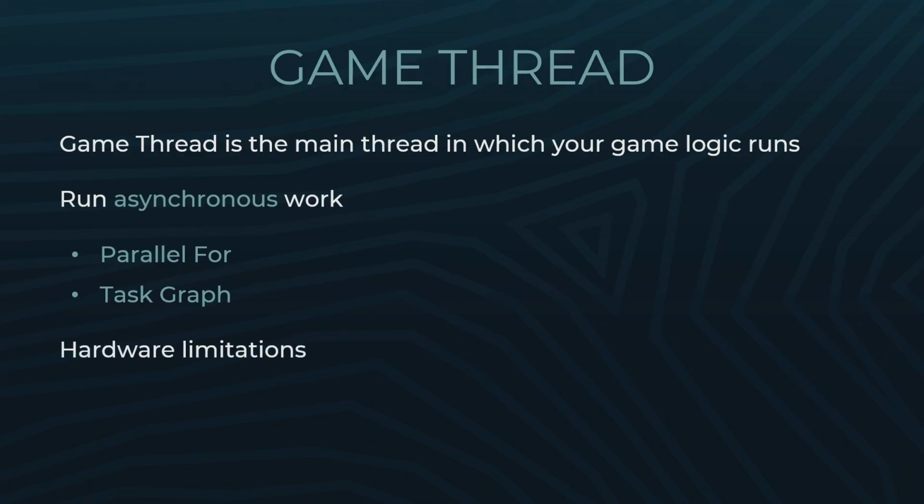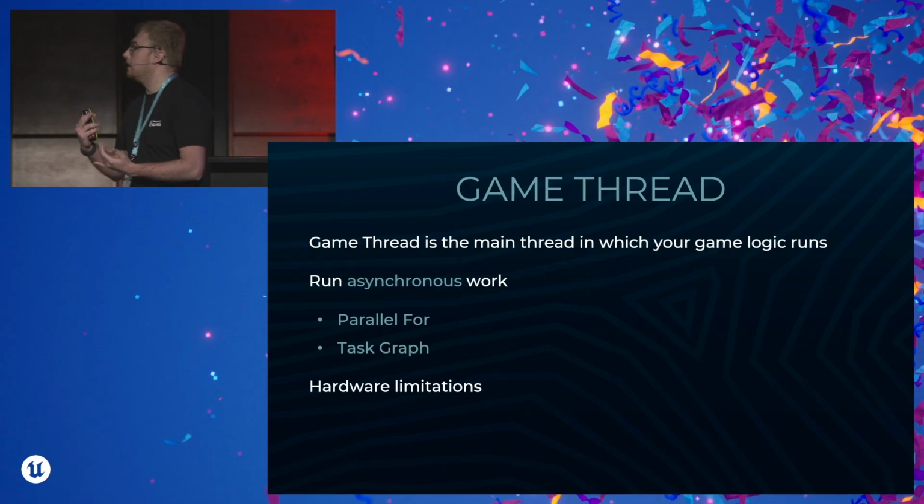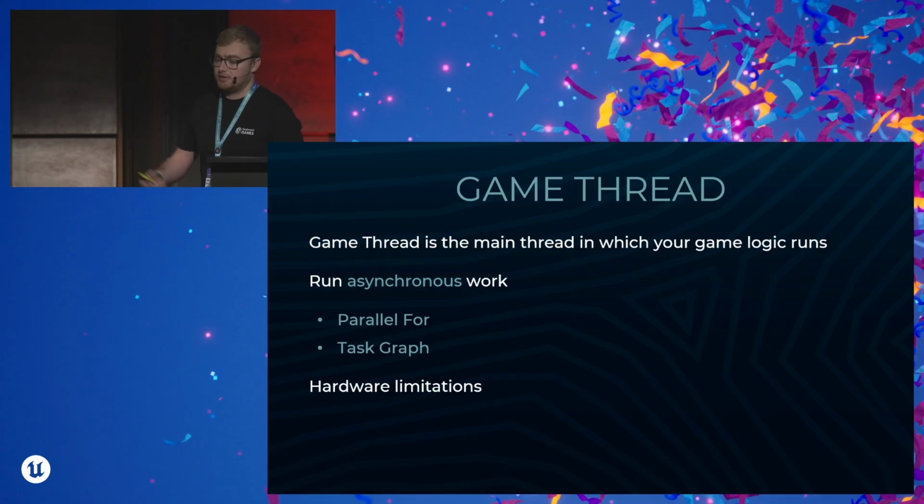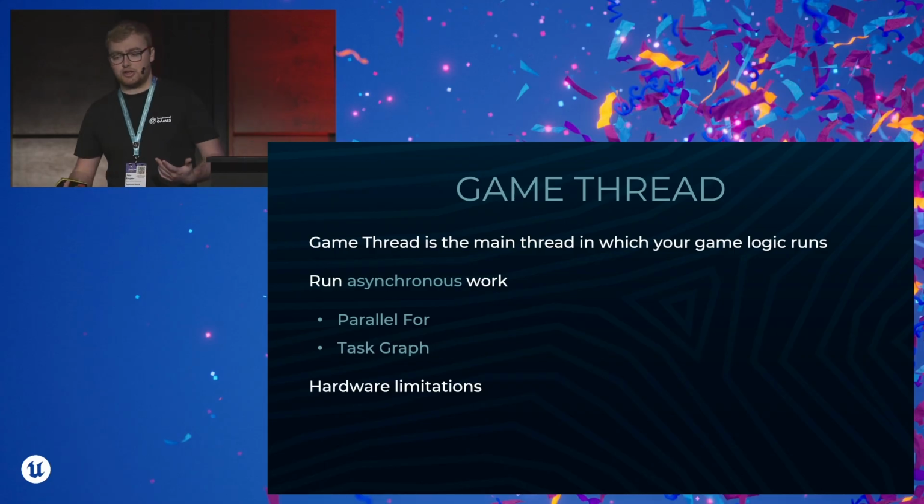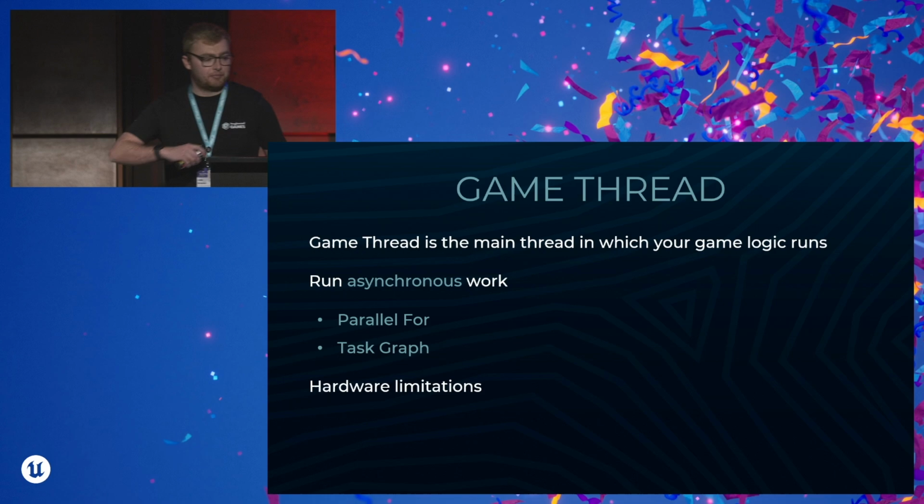With asynchronous work, you do come into some hardware limitations. Firstly, depending on what platforms you're working on, there's different core count, which limits how many threads you can run asynchronously. So if you look at Switch, it's only got 3 cores. So you've got game thread, render thread, RHI, your background threads, your audio thread. You can see how you can quickly run out of cores there and run out of time.